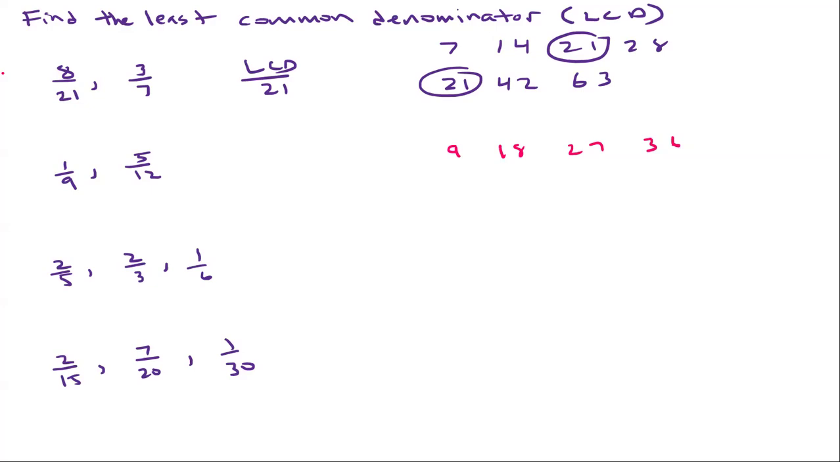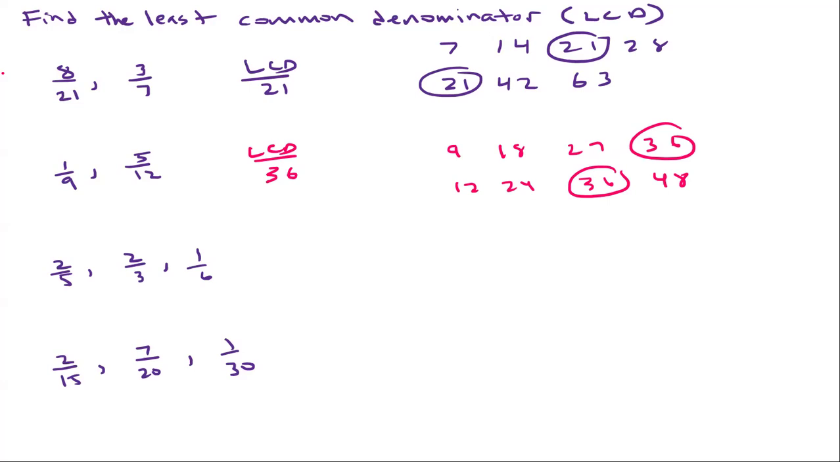For the same thing for 12, I can do 12, 24, 36, 48. Okay. So the least common multiple between them, the least one, is going to be 36, right? So that's going to be the least common denominator for both of them. All right. So it can't be 9, it can't be 12, because they can't go into each other evenly. So in this case, the least common denominator here is going to be 36, right?